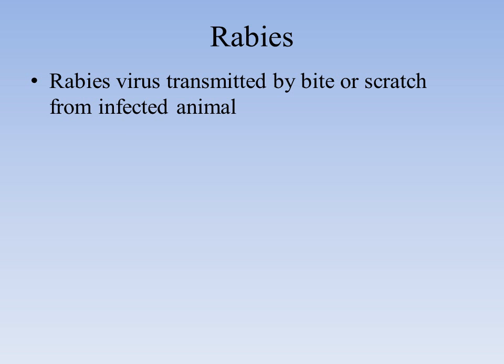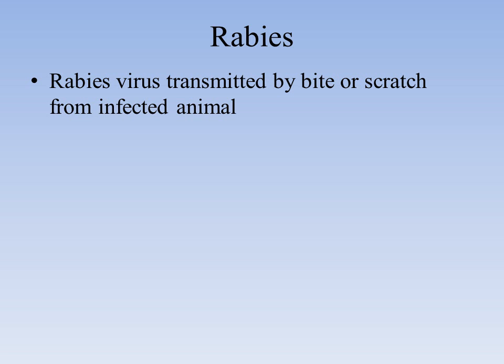All right, so the last virus that causes a nervous system disease is rabies. And so rabies is going to be transmitted, this is an example of a zoonotic infection, so it's going to be transmitted by bite or scratch from an animal that is infected with rabies.